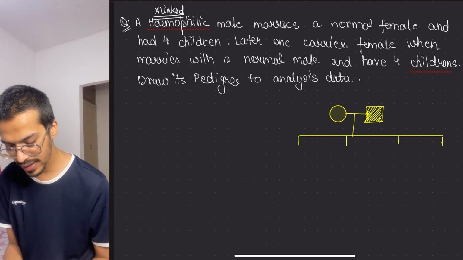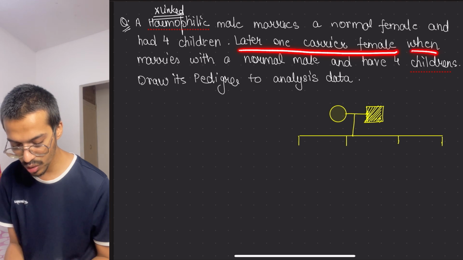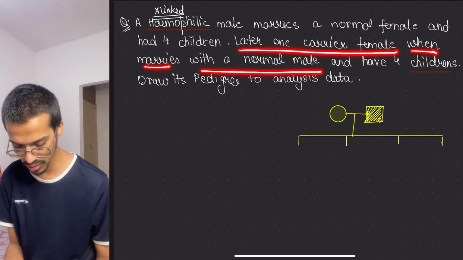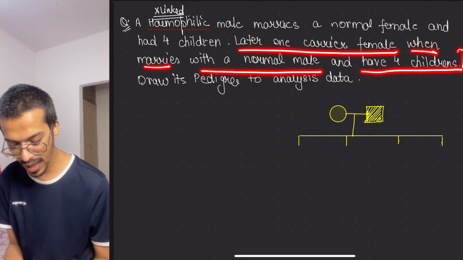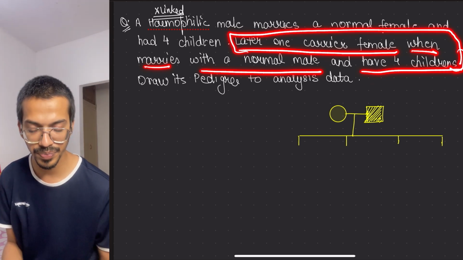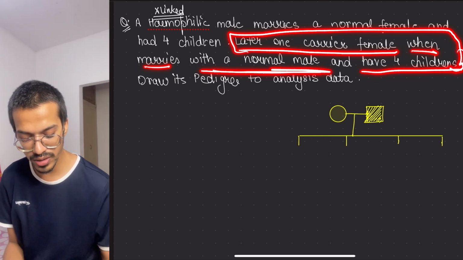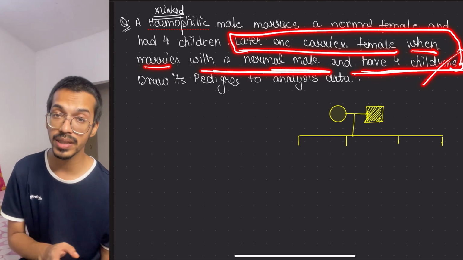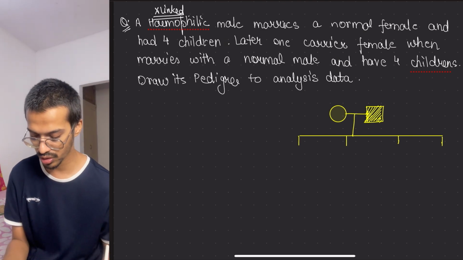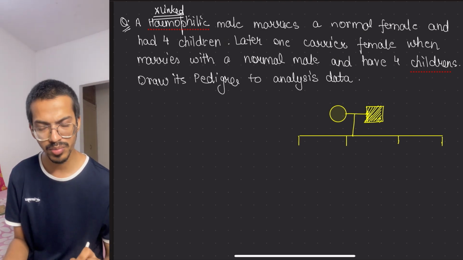Now let's see that later one, a carrier female, when she marries a normal male and has 4 children. Okay, now here what happened? In this there will be formation of a carrier female, and she marries a normal male and has 4 children. Then what would the 4 children's probability be? That is a major question. So if they had, 50% will be male, 50% would be female.